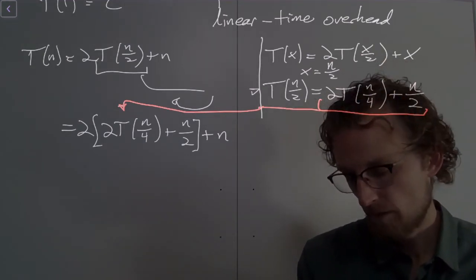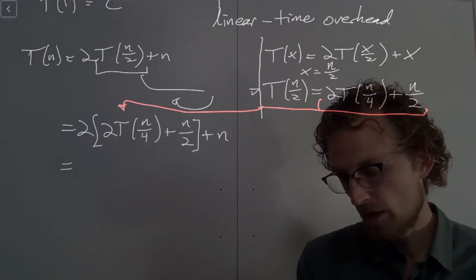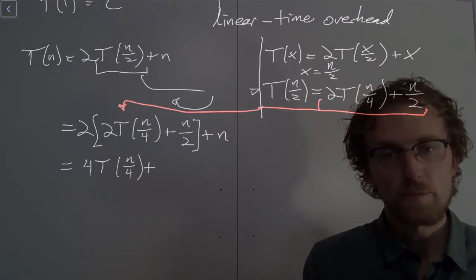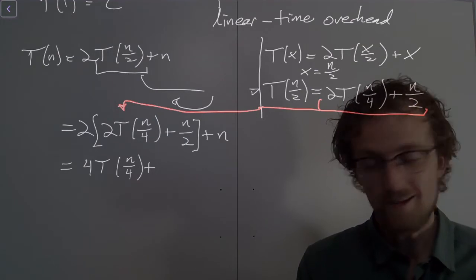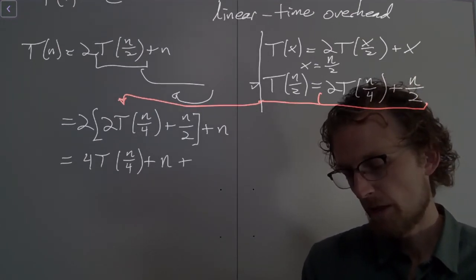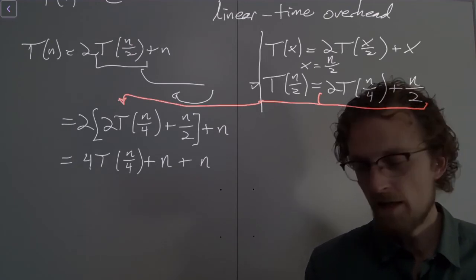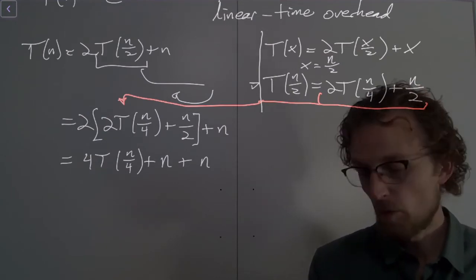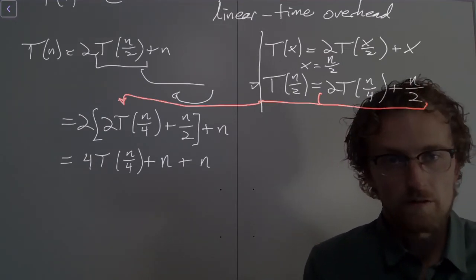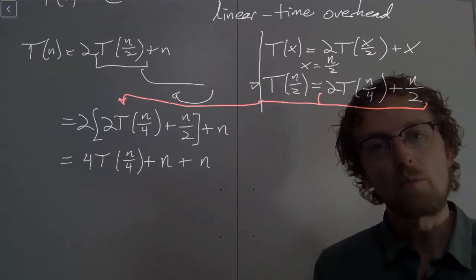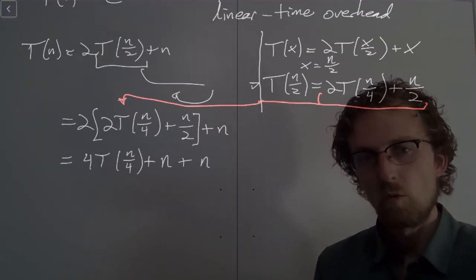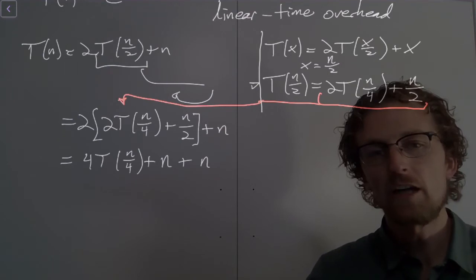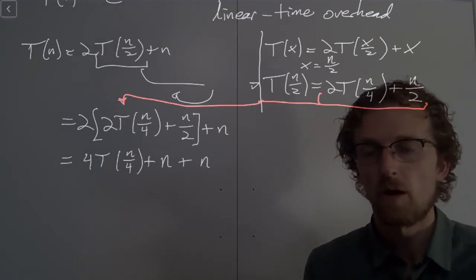So what do we have? Let me simplify this. Well, the 2 goes in here and we end up with 4T(n/4). And the 2 multiplies by that n/2, and the 2's cancel, so that's nice. And we end up with n plus n. So we have one n from the very first recursion, and we have a second n from the second recursion. So what this says is that in the big picture, every time we recurse, no matter how many times we have recursed so far, we'll have an additional n overhead, an additional linear overhead, where that linear is linear in the original input of the problem.